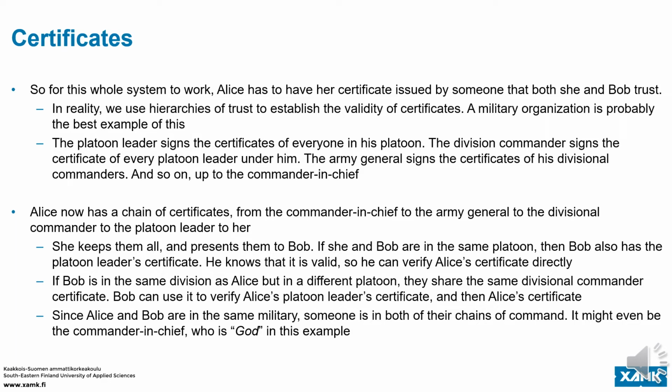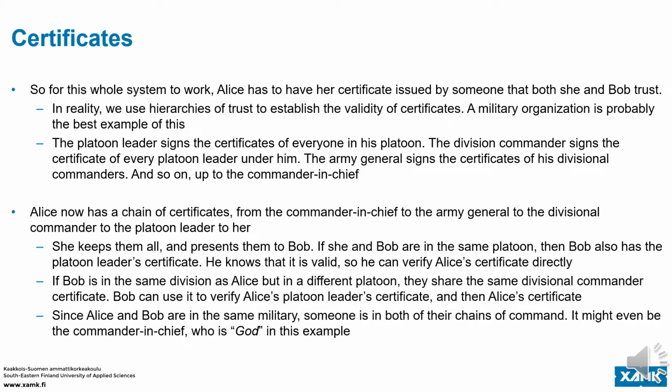A military organization is probably the best example of this. The platoon leader signs the certificates of everyone in his platoon. The division commander signs the certificate of every platoon leader under him. The army general signs the certificates of his divisional commanders, and so on up to the commander-in-chief. Alice now has a chain of certificates, from the commander-in-chief to the army general to the divisional commander to the platoon leader to her. She keeps them all and presents them to Bob.